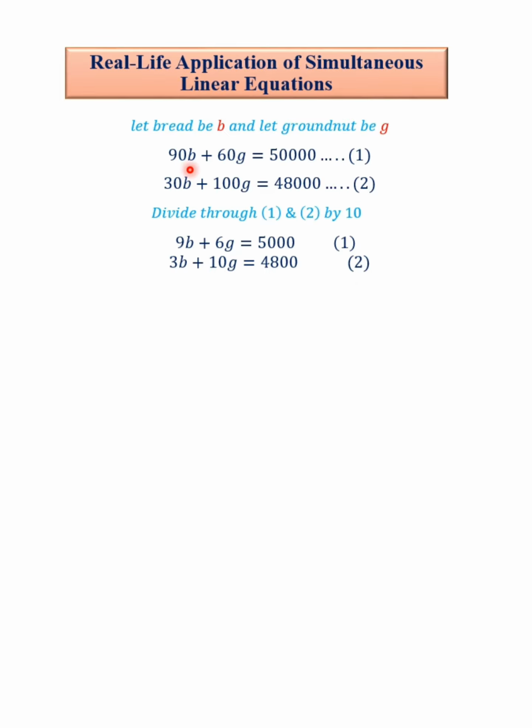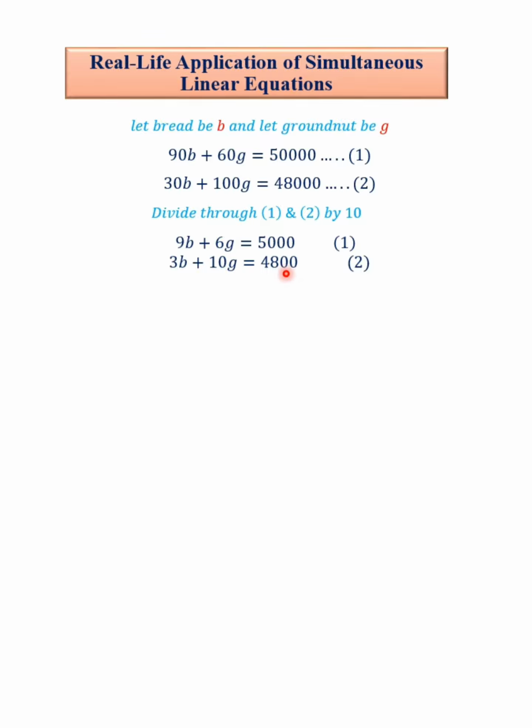The reason being that 90 divided by 10 gives us 9, 60 divided by 10 gives us 6, 50,000 divided by 10 gives us 5,000. Similarly, 30 divided by 10 is 3, 100 divided by 10 is 10, and 48,000 divided by 10 is 4,800.